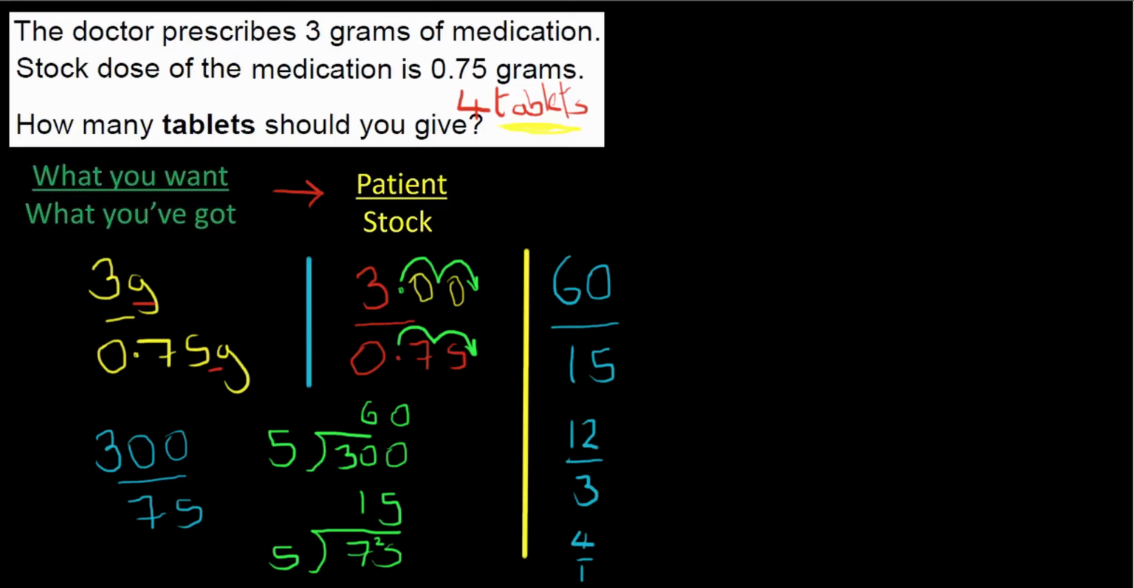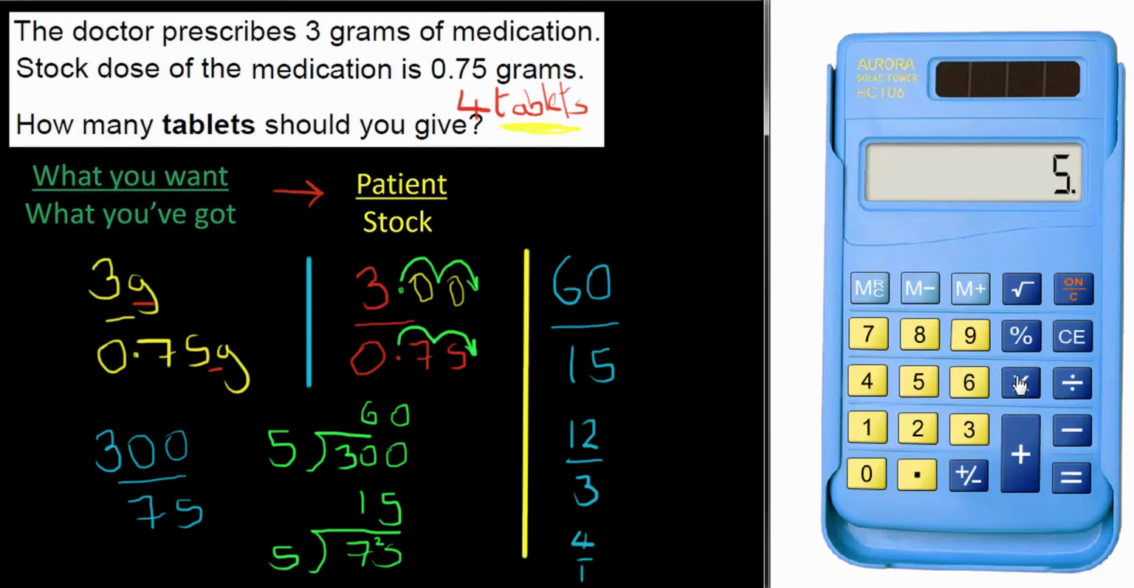Let's check that with the calculator. Clear the memory. What you want over what you've got, and because both units were grams, I can do it in one step. 3 divided by 0.75. And the answer is indeed 4 tablets. Look how easy it was on the calculator. We had to use all sorts of mathematical trickery in dealing with such an awkward looking fraction.